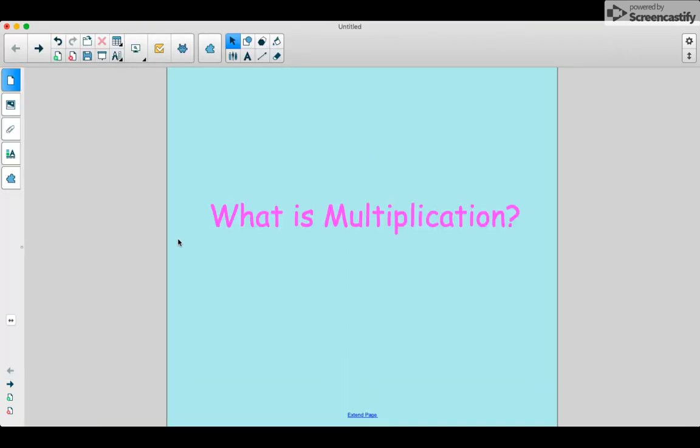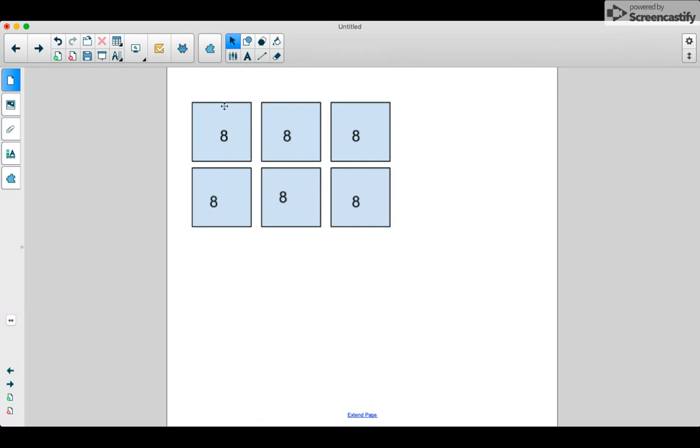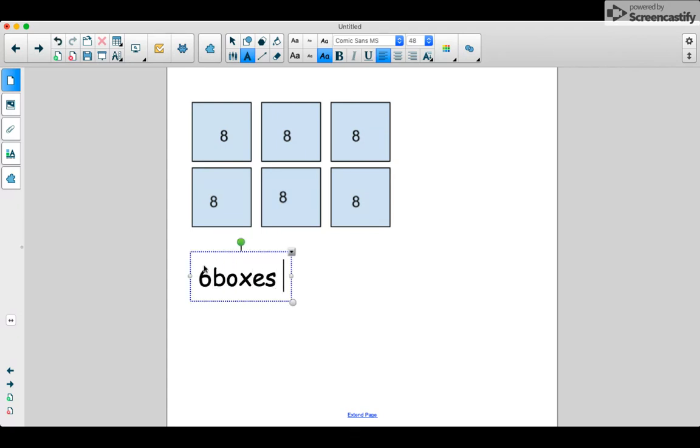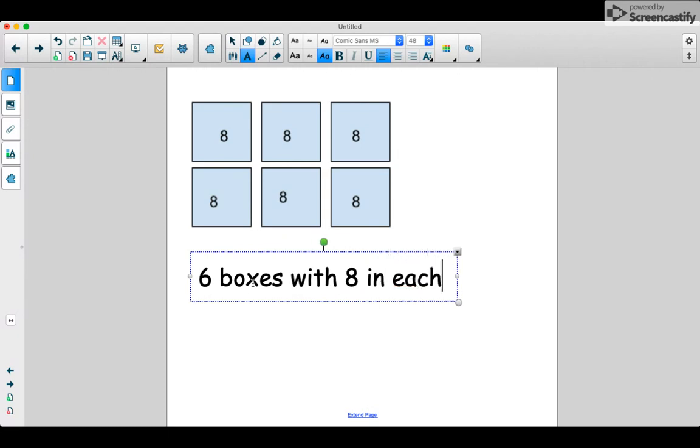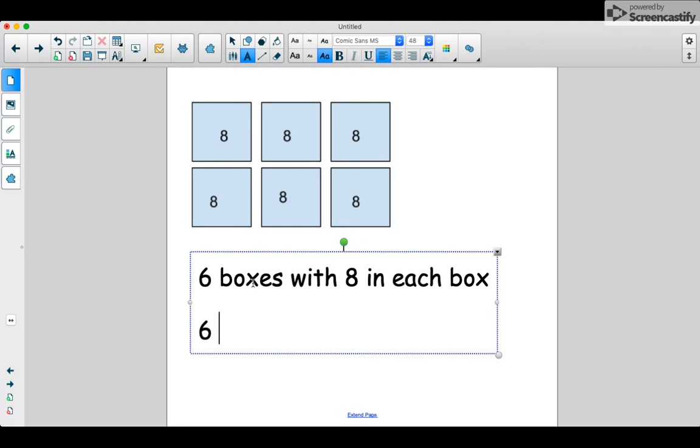In this video, we are going to explore what is multiplication. So when we look at this visual, we see that there are 6 boxes. So I right away can say that I know that I have 6 boxes. And in every box, I see the number 8. So that means that there are 6 boxes with 8 in each box. Really what's happening is I have 6 groups of 8.